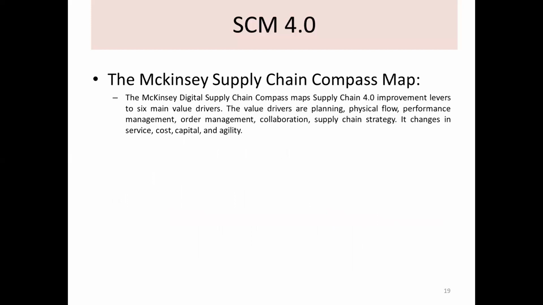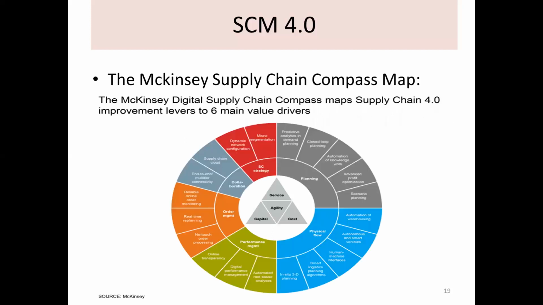Then we come to the McKinsey supply chain compass map. It is the map where SCM 4.0 improvement layers to six main value drivers. All six drivers can be developed and improved through this compass map. So this is the compass map. It starts with supply chain strategy, where dynamic network configuration and micro segmentation are done.